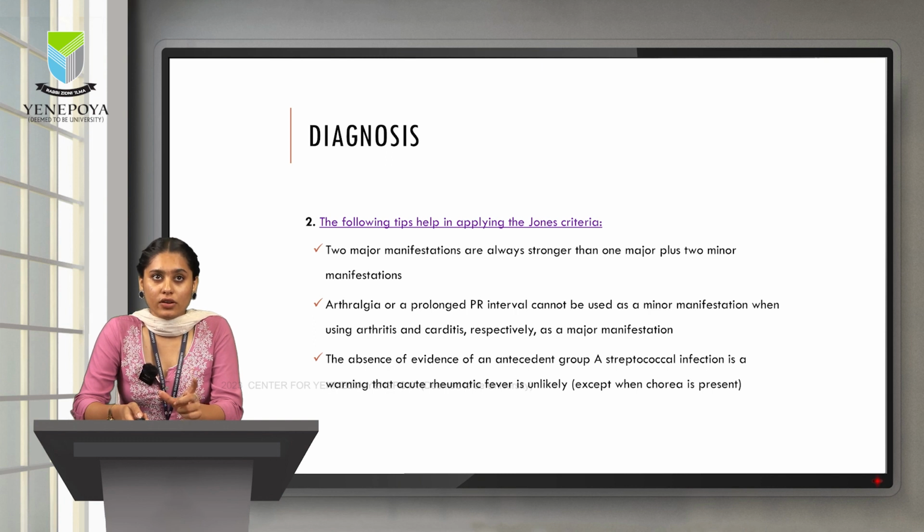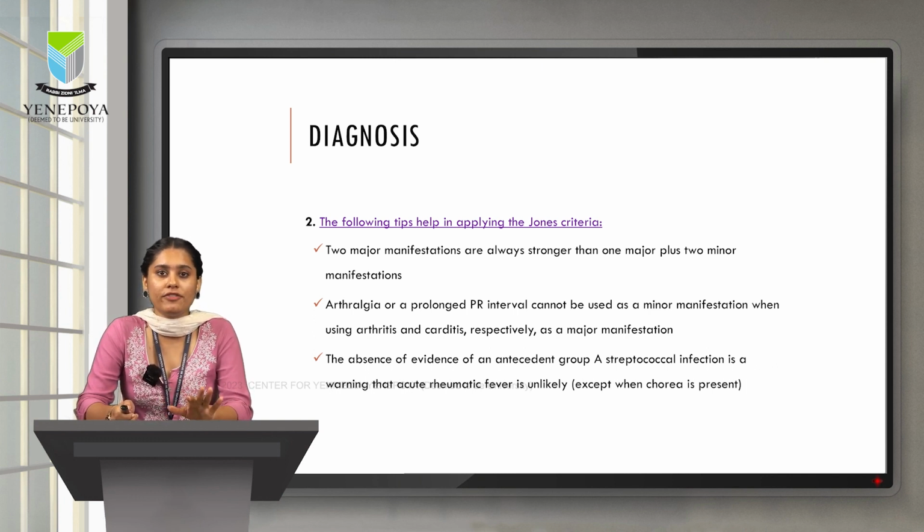So you can see that the third point is exceptions to the Jones criteria, which include the following. If Sydenham chorea is the only thing present in the patient, then it is suggestive of acute rheumatic fever. There need not be any other supporting criteria. Sydenham chorea is enough to say that the patient is having acute rheumatic fever. This is an exception in the Jones criteria.